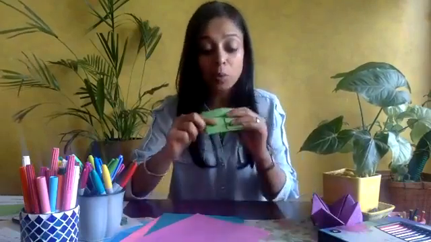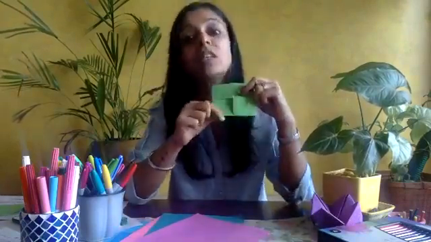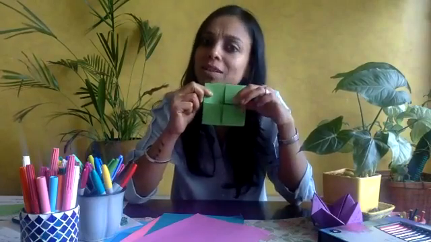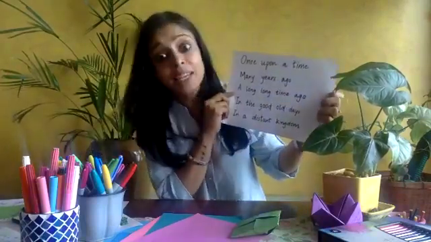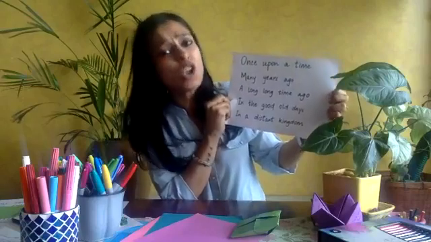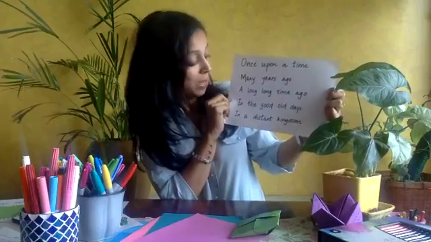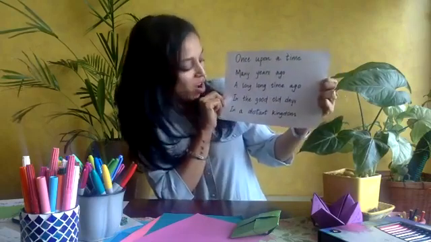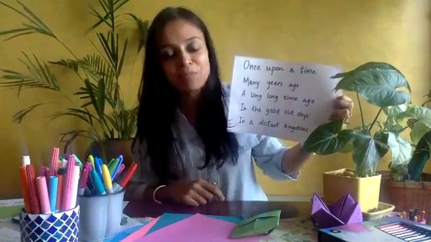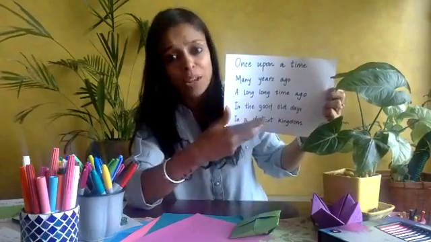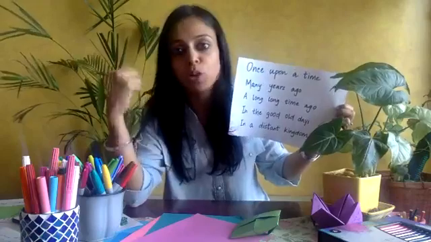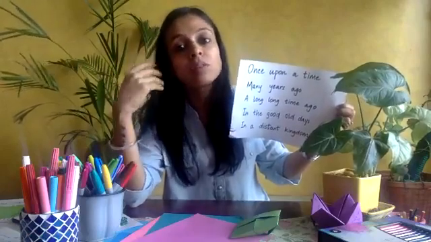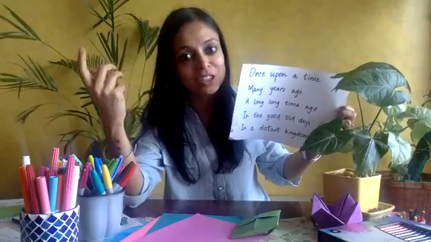So you can write Once Upon a Time on one of the squares. But what about the other 3 squares? Well, on those you can write other story openings. For example, many years ago, or a long time ago, or maybe in the good old days, or in a distant kingdom. So these are some ideas that I'm sharing, but you can have your own story opening. This game is all about creativity, it's all about imagination, right?